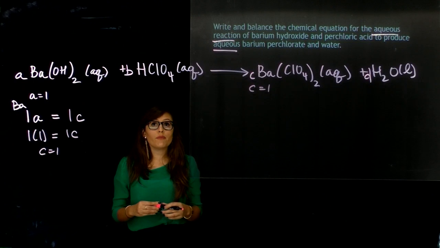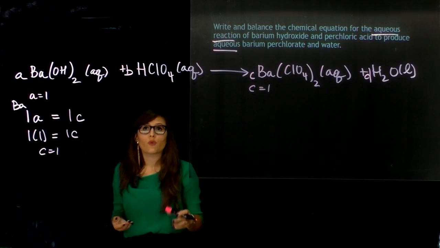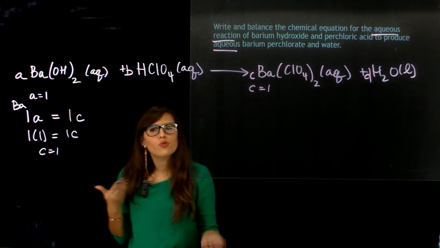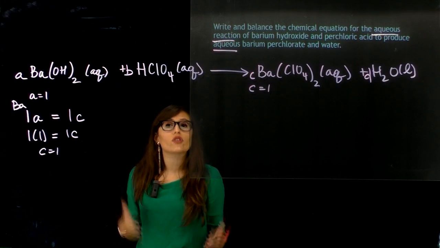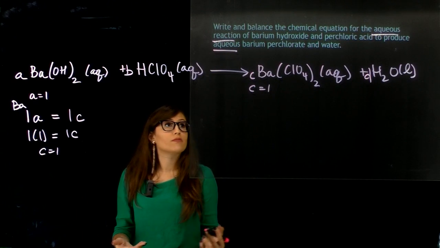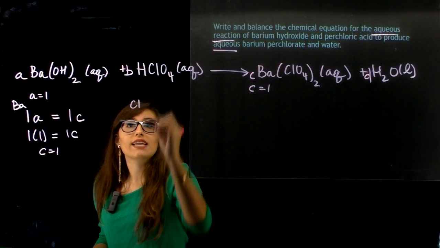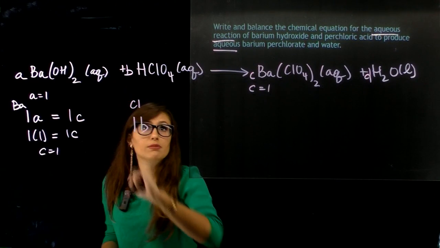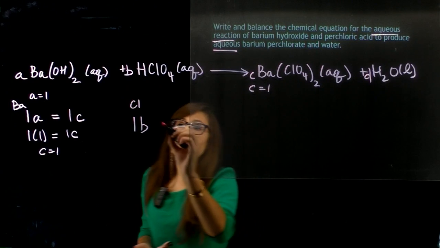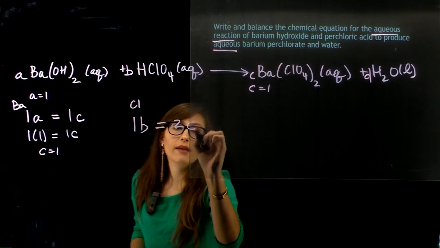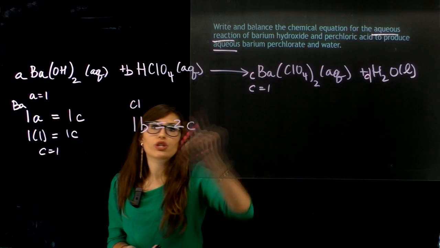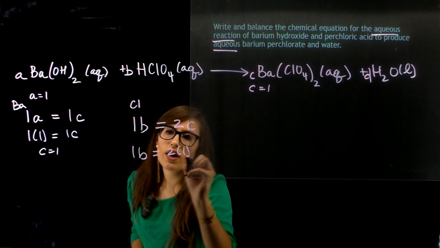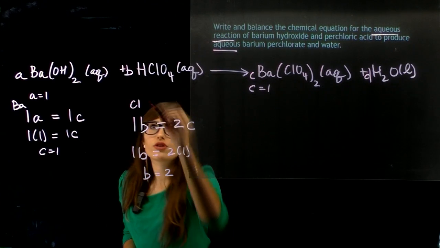Let's go ahead and do another one. Let's do chlorine as well, because chlorine is located only in one location. The reason why I want to do one at a time is it just makes it a lot easier so you don't have multiple systems of equations. So let's do Cl. We have 1 Cl on the left, so 1 times B. We have 2 on the right, so 2 times C. Well, we know what C is because we just solved for it. So we have 1B is equal to 2 times 1, so B is equal to 2.